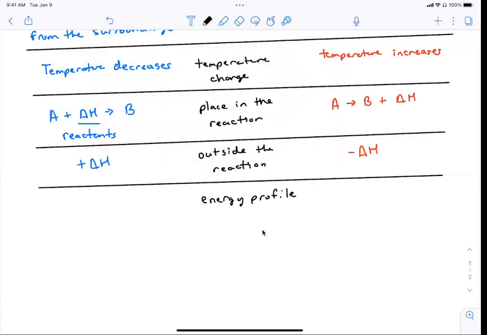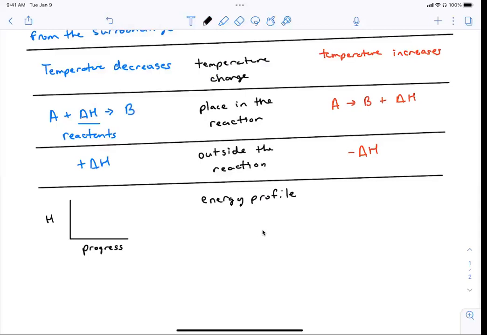Energy profile. An energy profile is not a graph in the sense that there's a change in time or change in stuff like that. It's just a conceptual idea that shows you the energy of the reactants and the energy of the products. What you'll see here is something like this: H, and then the x-axis will just be progress. It's not a time thing. It's just going from the reactants to the products.